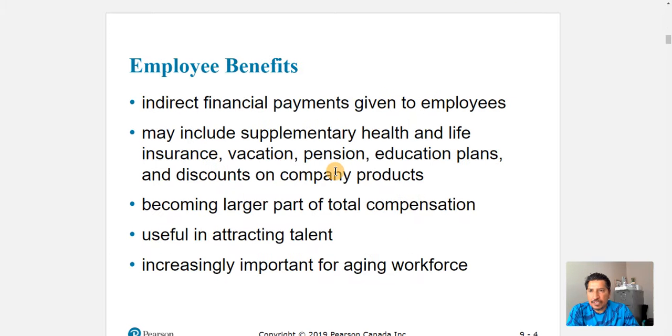Employee benefits are indirect financial payments given to employees. You can talk about vacation pay, health insurance, life insurance, which may include supplementary health and life insurance, vacation, pension, education plans, and discounts on the company's products. Benefits are becoming a larger part of total compensation, useful in attracting talent, and increasingly important for an aging workforce.